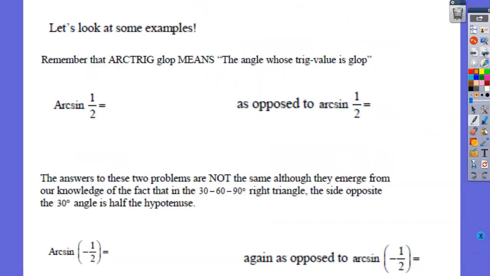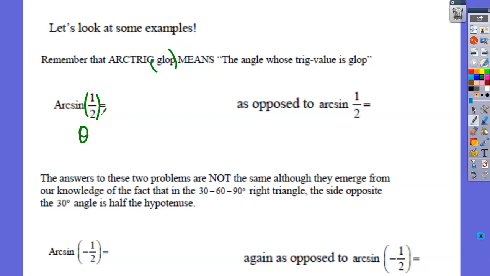So let's try some. If I want to do the arc sine of 1/2 as opposed to lowercase arc sine, I'm going to do both and we'll show you what it means. Remember, if I take arc trig, by that I mean this could be arc sine, arc cos, arc tan of something. This means the angle whose trig value gives me blank. So arc sine of 1/2 is asking what angle, I should be getting out an angle that gives me 1/2 for sine.